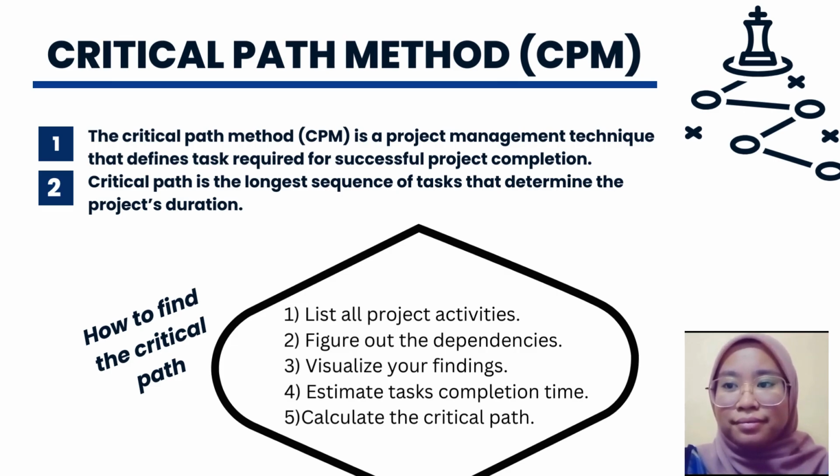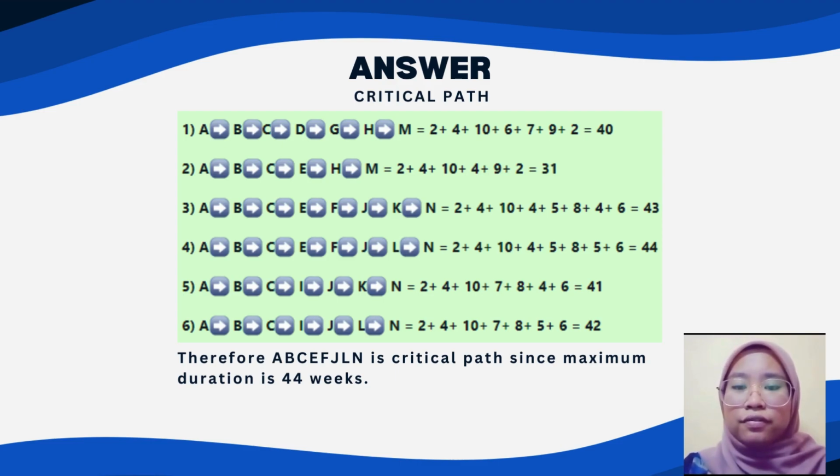critical path. The first one is activity A, B, C, D, G, H, and M, which is when we add all the time they need to finish the activity, the time taken is 40 weeks. The next one is activity A, B, C, E, H, and M, and the time taken is 31 weeks. The third one is A, B, C, E, F, J, K, and N, and the time taken is 43 weeks.